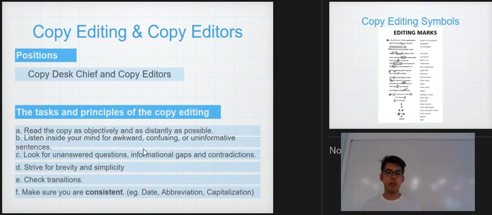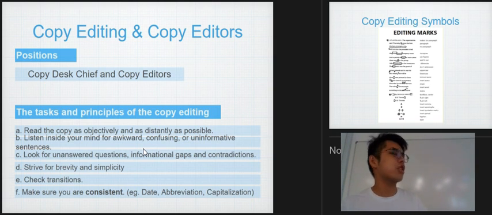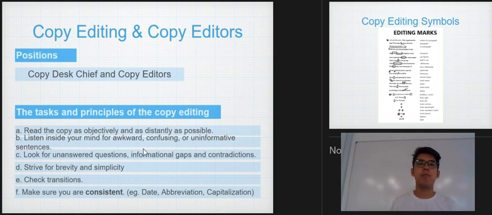When we talk about copy editing, we cannot just treat it separately from copy editors, because all the work is done by a certain group of people. So in this section, I'd like to let you know about the copy editor. Basically, there are two main positions: the copy chief and copy editors. It is very obvious that the copy chief is the senior person, in a higher position.